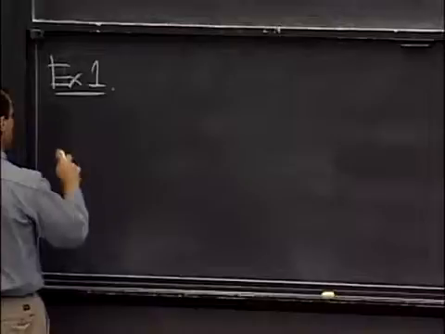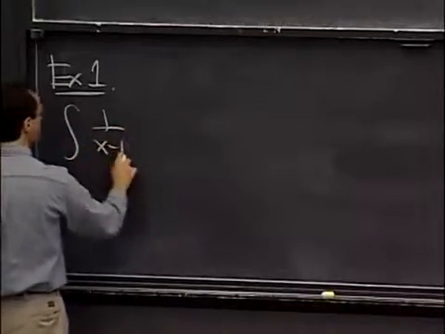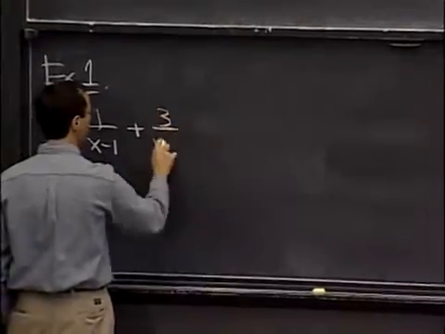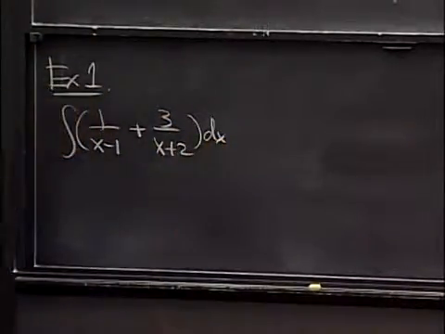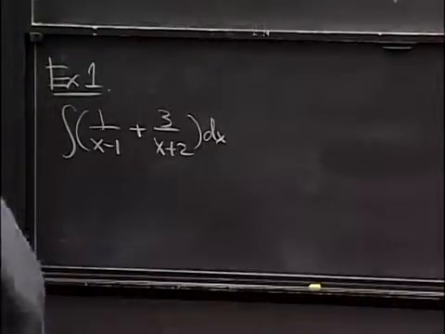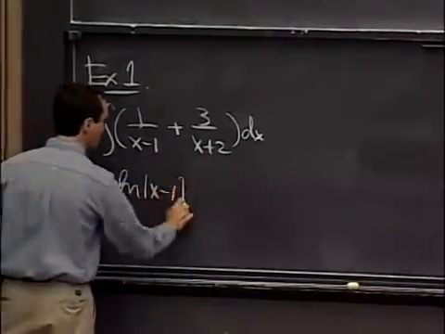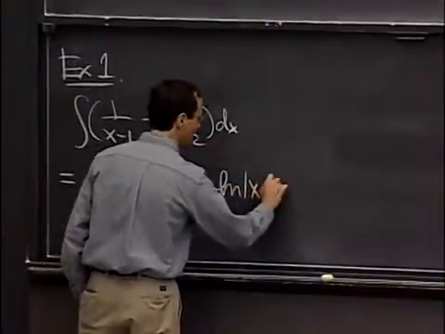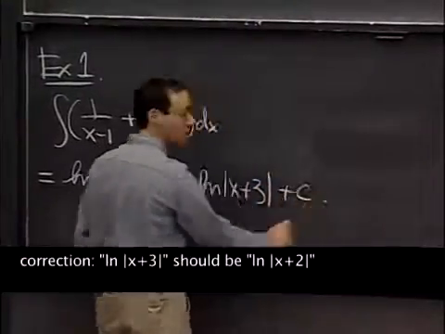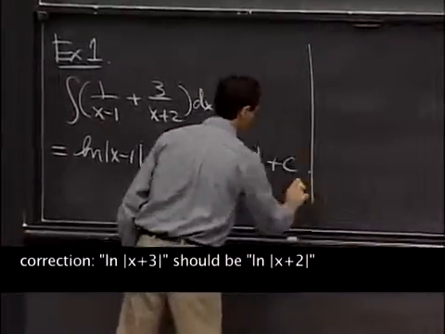The example is to integrate the function 1 over x minus 1 plus, say, 3 over x plus 2, dx. Now that's easy to do. We already know the answer. It's natural log of x minus 1 plus 3 times natural log of x plus 2 plus a constant. So that's done.